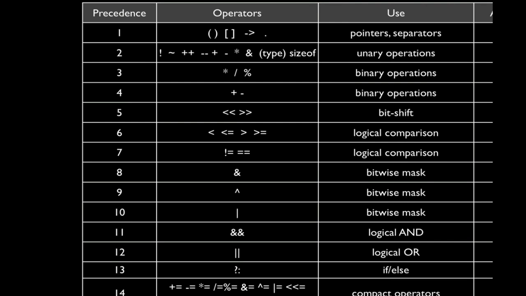So I've taken all of the operators in the C language and put them in a table here. Now many of these we haven't talked about yet, but we will. But you can keep this as a handy reference in terms of precedence. And in this chart, precedence is increasing from highest to lowest.